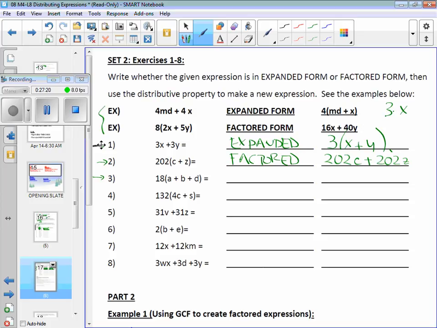For number 2, it wound up being the same, that 202C plus 202Z. This happens to be a repeat. What about 3? Factored or expanded? Nick? Yes, if you want to abbreviate it, you can. Just be careful, F's and E's look very similar. All right, expanded. Who wants to come up to the board and do it?